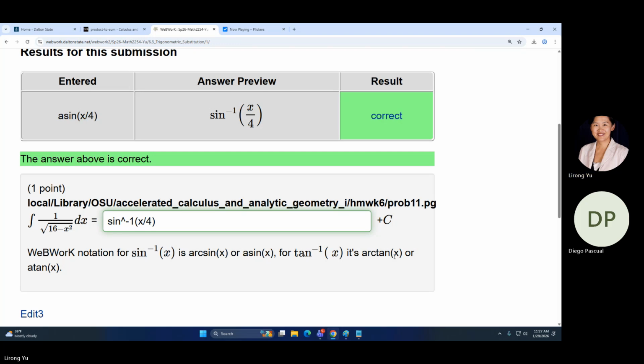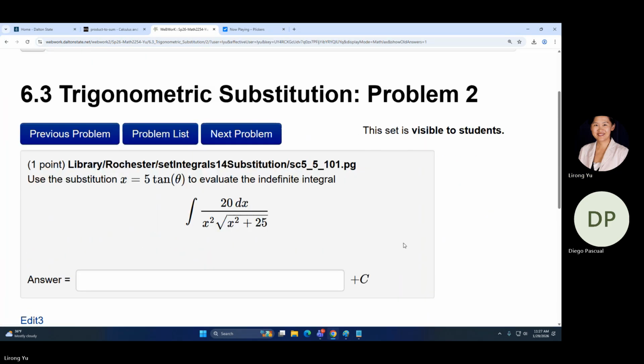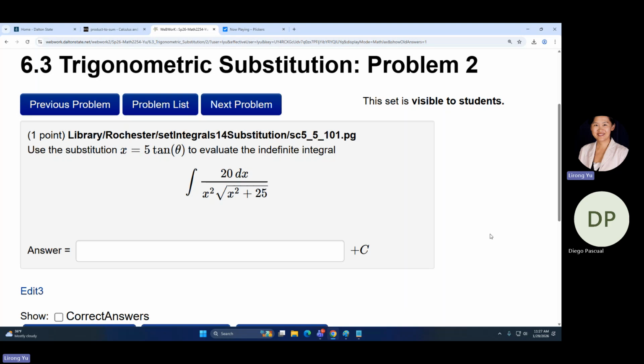Question. Okay, so this is question one. Any other questions? Try number two. This is number two.